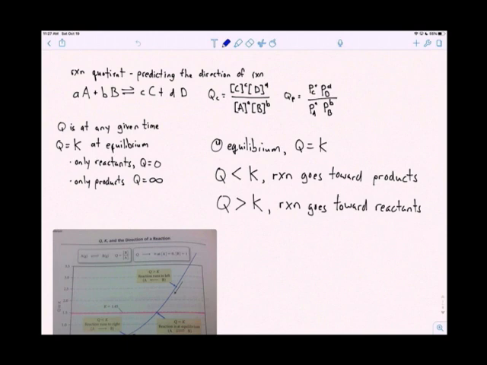How does the top number get bigger? It forms more products. So same thing if Q is greater than K. If Q is too big relative to K, that means the top number is too big and the bottom number is too small. So the top number gets smaller and the bottom number gets bigger. That's a shift towards the reactants, a shift left. So that's what's going on with the direction of chemical reaction. And if you know the equilibrium constant and you can calculate Q, it'll tell you which way the reaction is going to go.